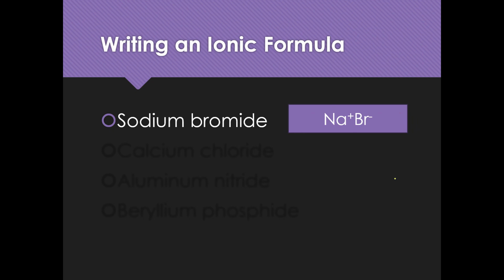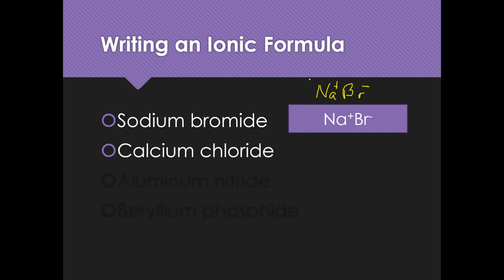If on a quiz you refer to this compound as NaBr, you will not get full credit. You have to have the charges on those ions in order for it to be considered an ionic compound.